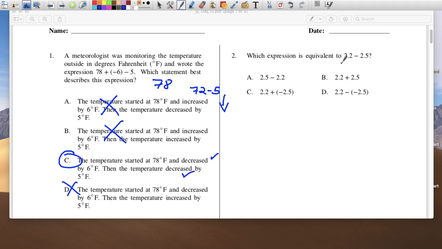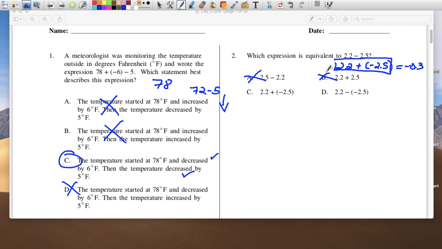Which expression is equivalent to 2.2 minus 2.5? If you actually do 2.2 and change it to an addition, make it minus 2.5, right? You actually get negative 0.3. Right, you get a negative number. So 2.5 minus 2.2 is not it, because subtraction is not commutative. So A is gone. B, 2.2 plus 2.5 is not the same thing as 2.2 minus 2.5, so that's garbage. 2.2 plus -2.5, ding, we have a winner.